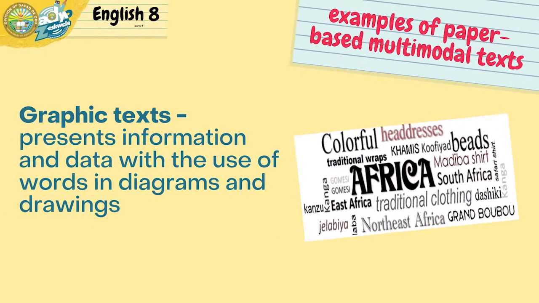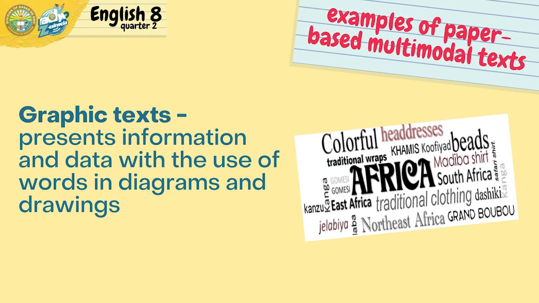Next, graphic text. What are these? This presents information and data with the use of words in diagrams and drawings. So you see there an example where the words are in different positions. We have Africa, hairdressers, colorful, camis beads, South Africa, traditional clothing, and so on and so forth.